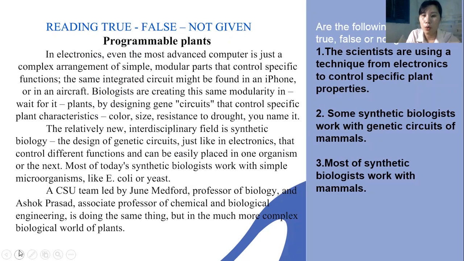For example, with the first statement here, you see that the scientists are using a technique from electronics to control a space plane properly. It's a statement that you have to read in detail to know which paragraph it follows. Make sure that you understand the questions. Okay, so now let's look at how to know the difference between true, false, and not given.